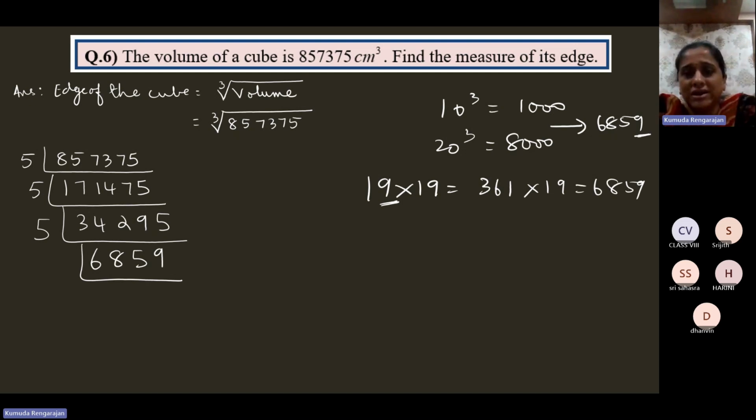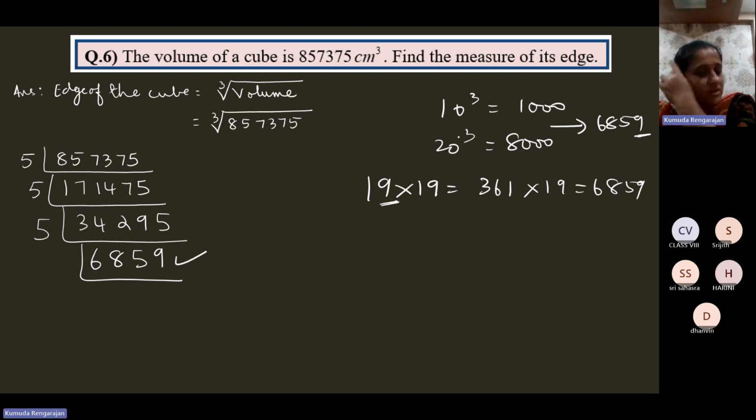So you should hit the number straight away like this. When you realize that the number is not divisible by 2, 3, 5, 7, 11, you're tired. So how do you hit the number straight away? You must identify the two cubes between which this number lies. 6859 is between 1000 and 8000. The cube root of 1000 is 10. The cube root of 8000 is 20. So the cube root of 6859 will lie between 10 and 20.